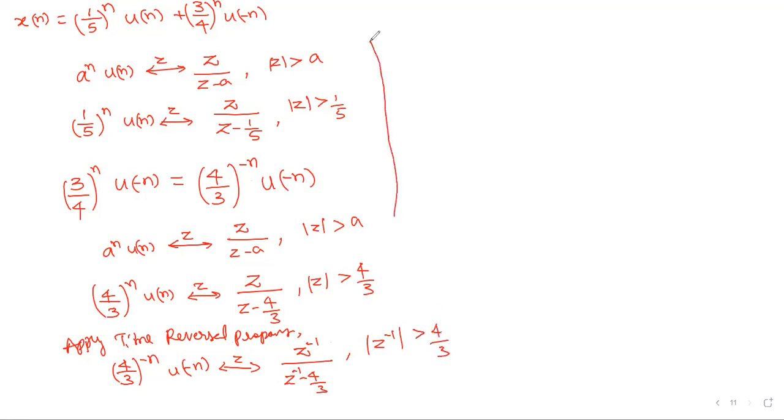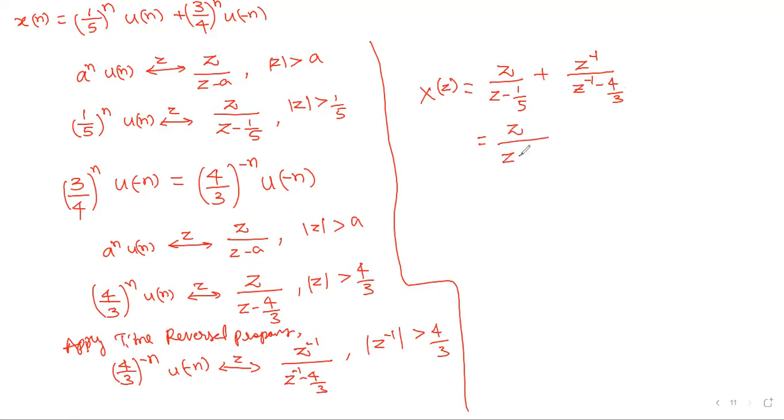That means, what is X(z)? X(z) is equal to, what is the first one? z/(z - 1/5) plus, what is this one? z^-1/(z^-1 - 4/3). If you simplify this, z/(z - 1/5) plus this becomes 1/(1 - 4/3 z). You can leave it up to here, or if you want to simplify, you can take the LCM and simplify. Otherwise, you can leave it here, no problem.